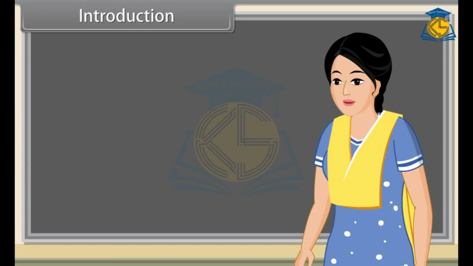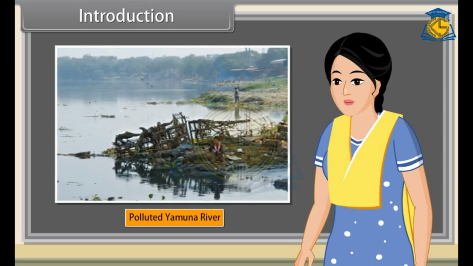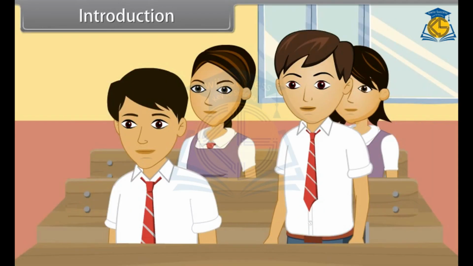Yamuna River is now one of the most polluted rivers of India. But it was clean before. Have a look. And now our activities have made it polluted and it appears dirty. How are we making this river polluted?